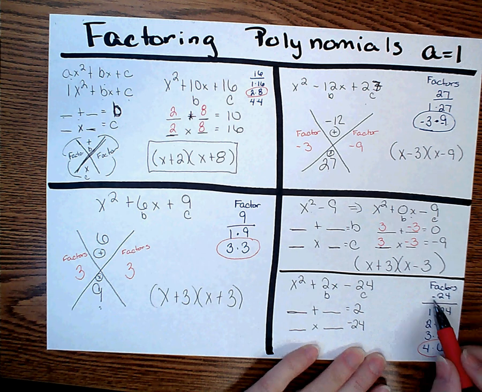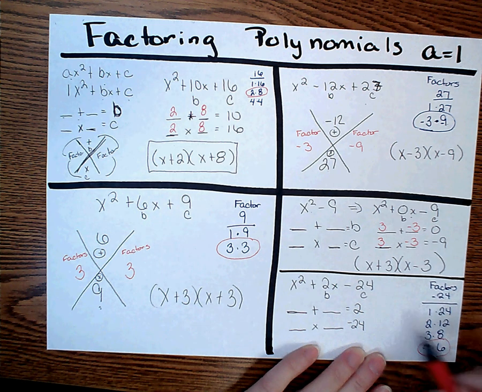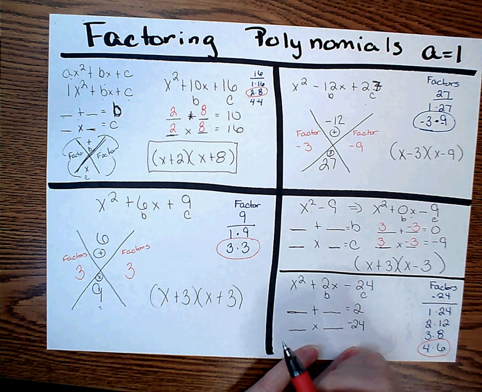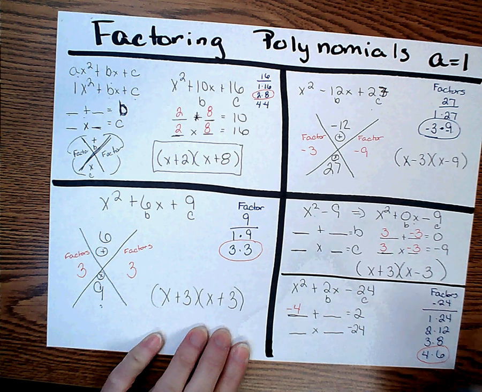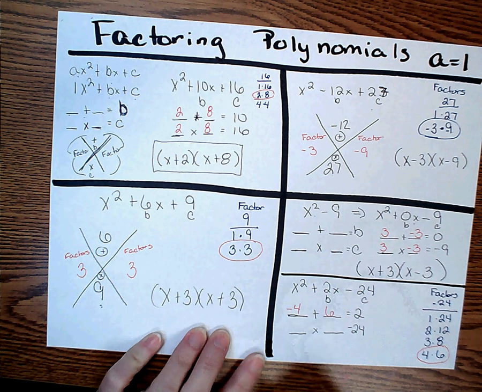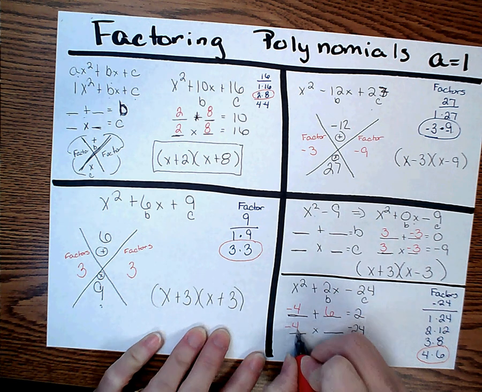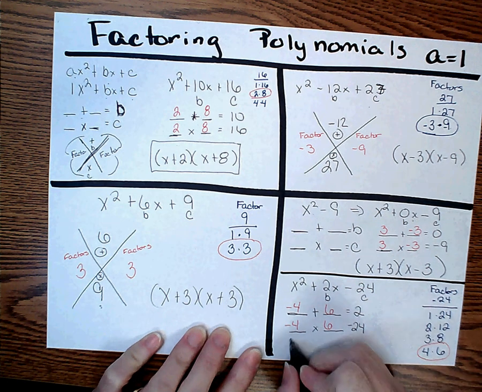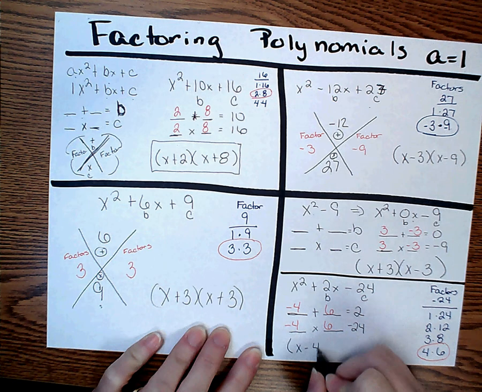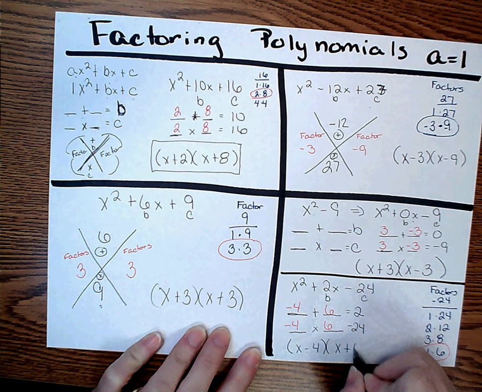And now, since I'm looking for negative 24, but my b value is positive, that means the bigger number must be positive. So it's negative 4 plus 6 gives me positive 2. Negative 4 times 6 gives me negative 24. So my answer is x minus 4 and x plus 6.